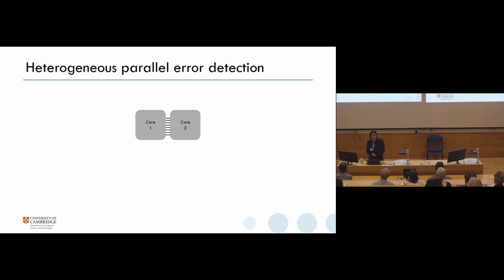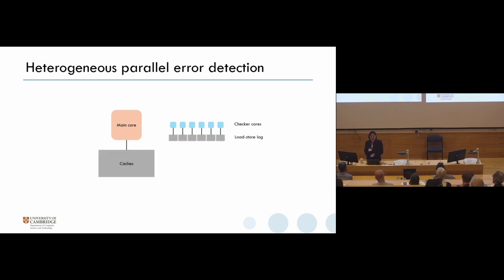This is why we look at heterogeneous parallel error detection, where instead of having two identical cores, we have one large core that we call the main core that will run the workload efficiently and fast. And we have a large number of dedicated smaller cores that we call checker cores to run the duplication of the execution to check for errors. These checker cores do not access the memory system; instead they access what we call the load store log, which is being filled in by the main core execution.